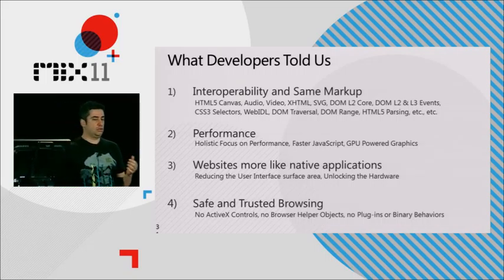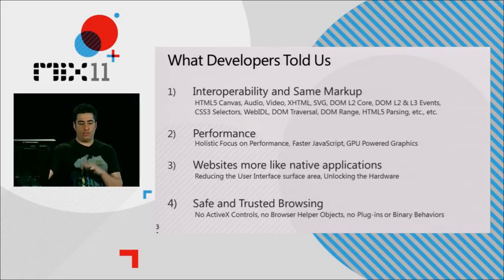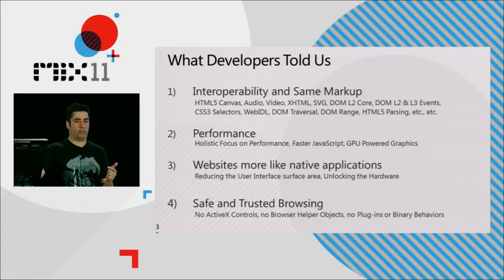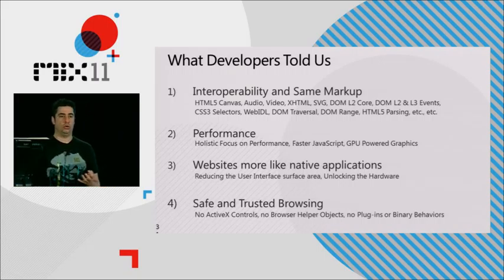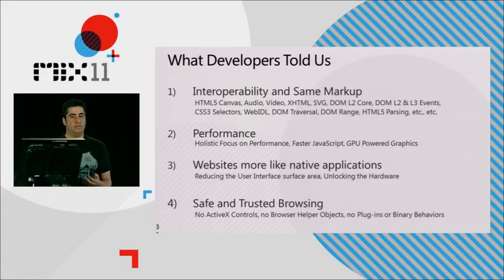And then finally, under safe and trusted browsing, on the phone, we don't do stuff like ActiveX. We don't have browser helper objects. We don't have plugins. You don't have binary behaviors. A lot of the stuff that were causes of security issues in the past, we just simply didn't do on the phone. A, because we didn't need them. B, because we wanted it to be more secure.